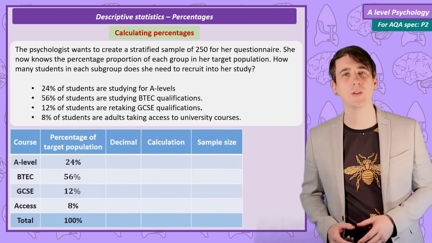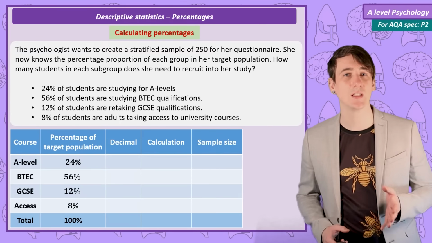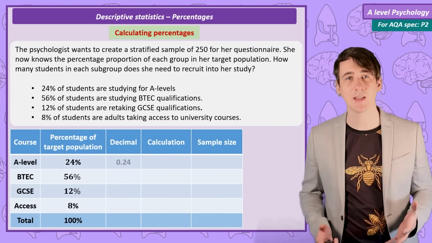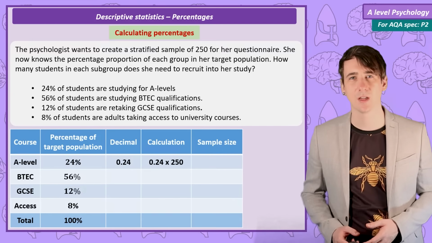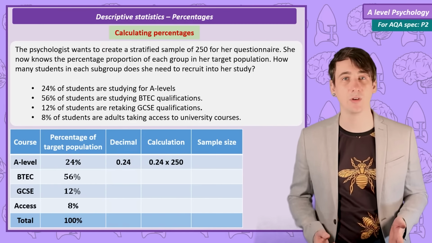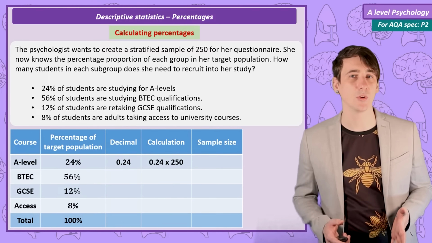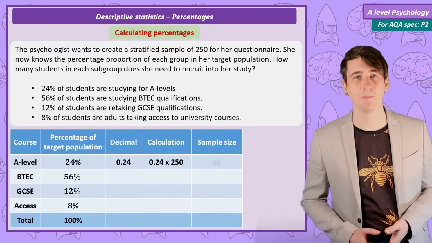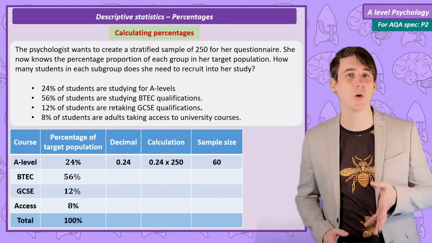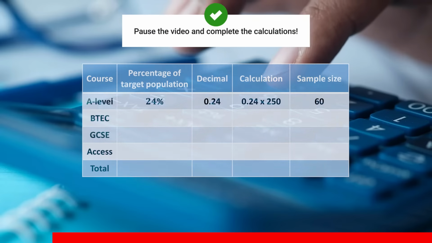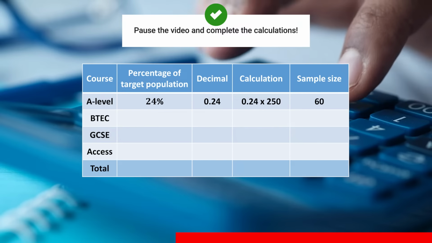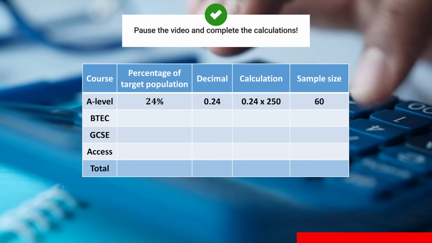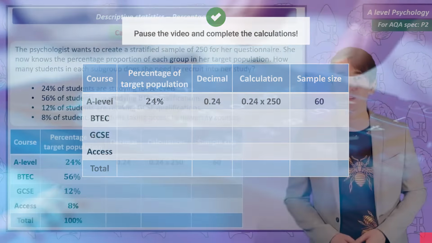Well, the easiest way to work it out is to turn the percentage into a decimal, and then times the decimal by the number of participants. So we can work out 24% of 250 by multiplying 0.24 by 250, giving 60 participants who are in our A-level strata. And here are the answers.